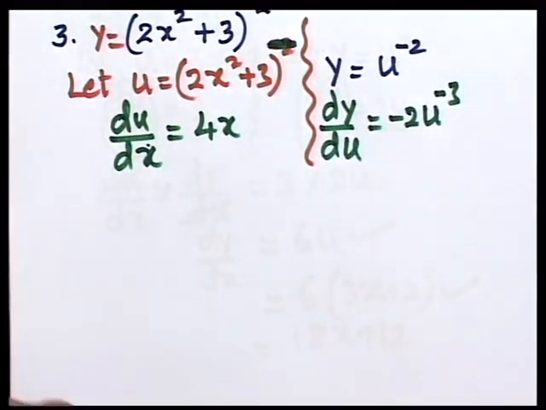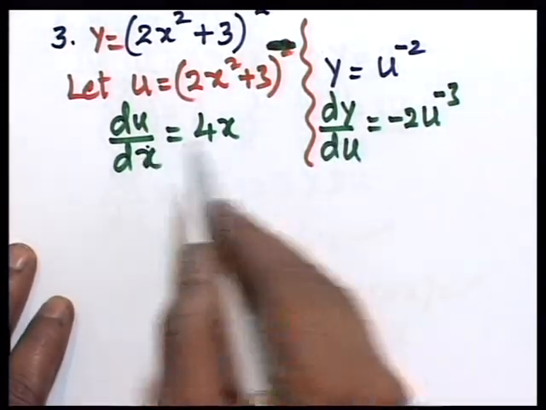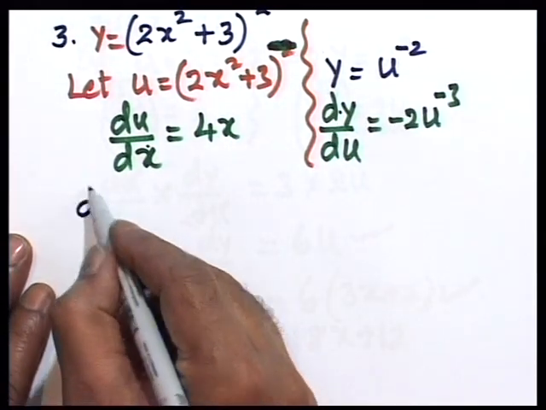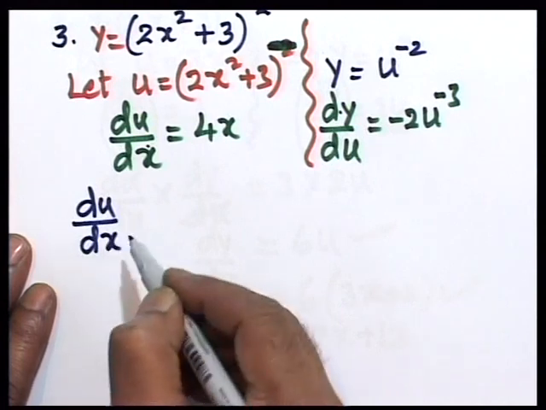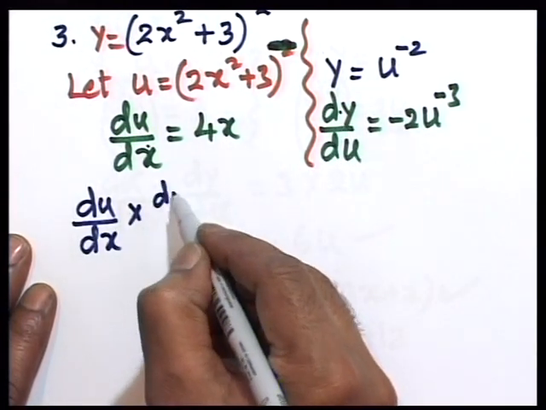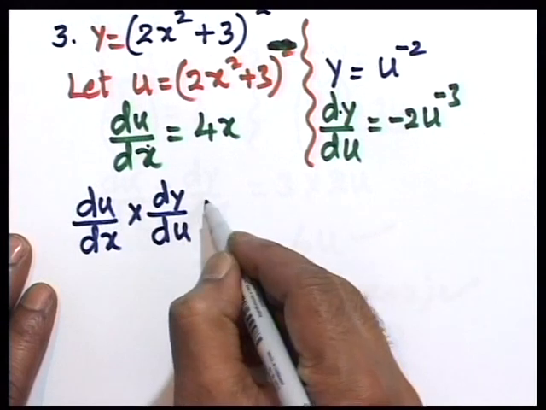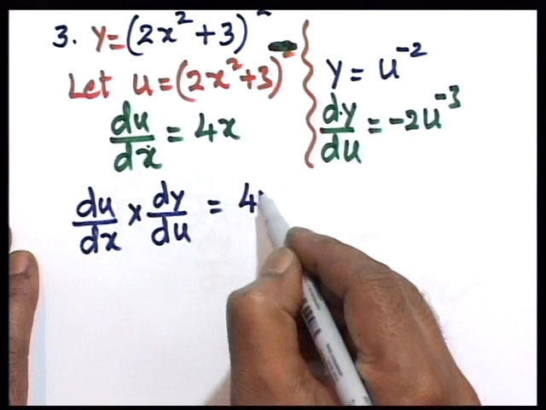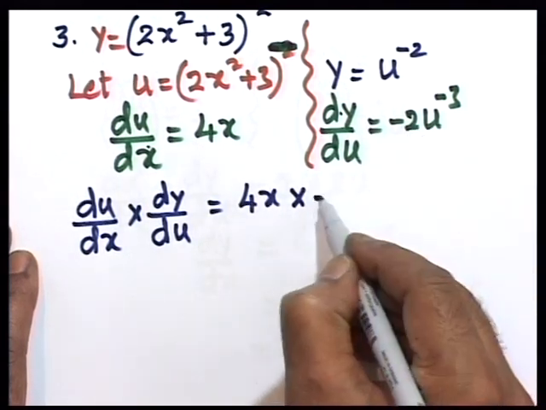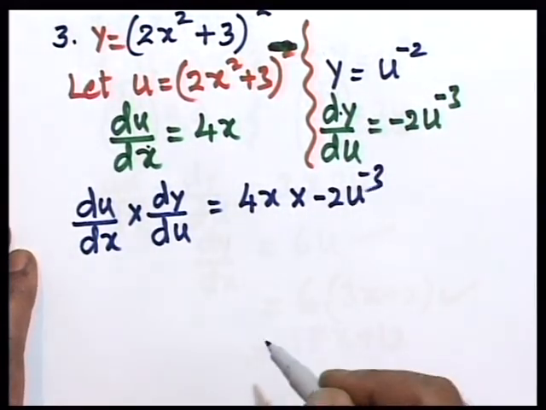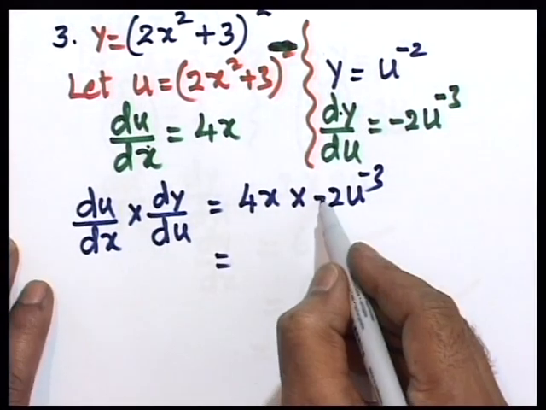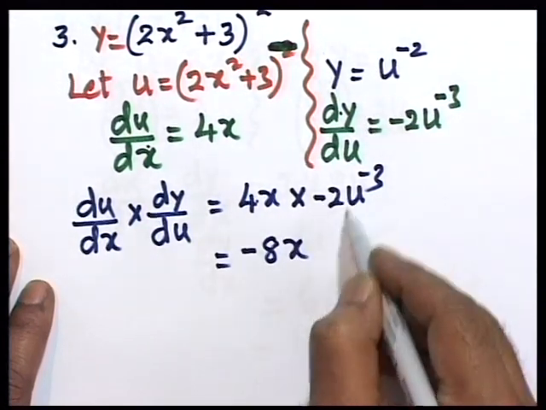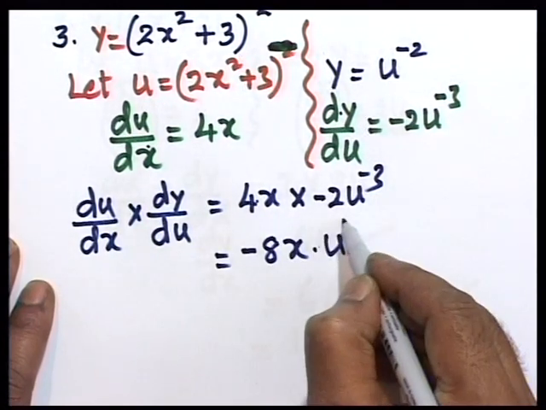So now we multiply these two to get dy over dx. Right? So let's write the steps, please. That's du over dx multiplied by dy over du is equal to, this one is 4x multiplied by minus 2u to the minus 3. So we simplify this a little bit. Minus 2 times 4x, minus 8x, and then I have times u to the power minus 3.